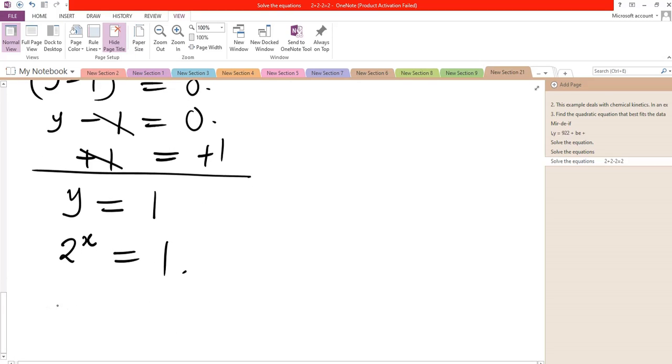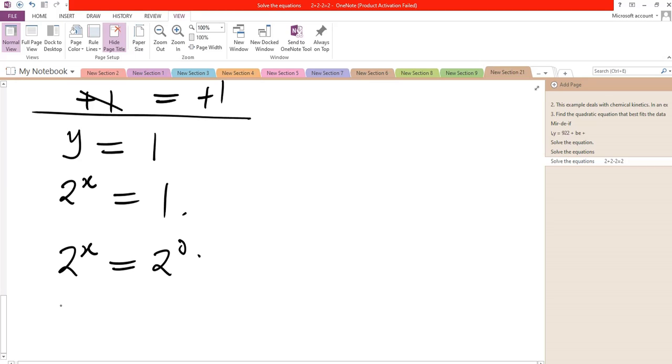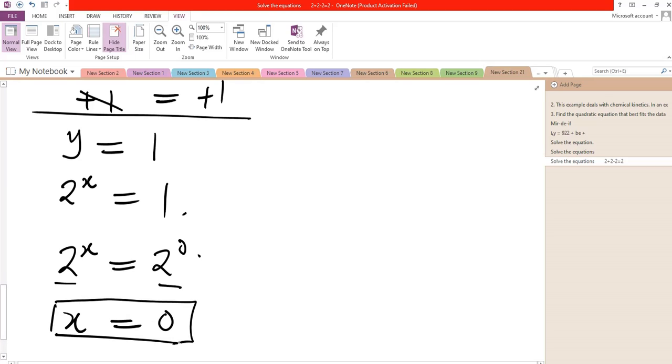Now 2 raised to power x is also the same thing as 2 raised to power 0, because anything raised to power 0 is 1. So now, since the bases are the same, you have x is equal to 0. So x equal to 0 is the answer to this expression.